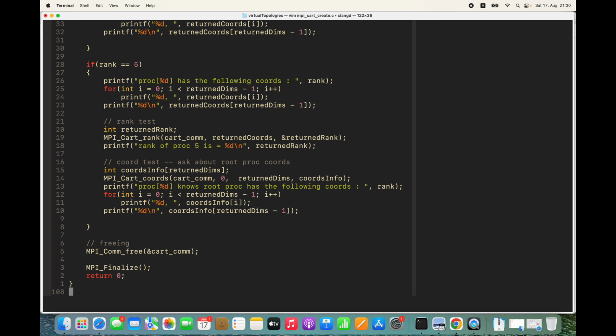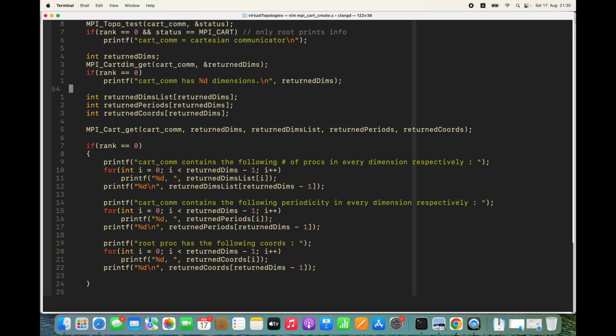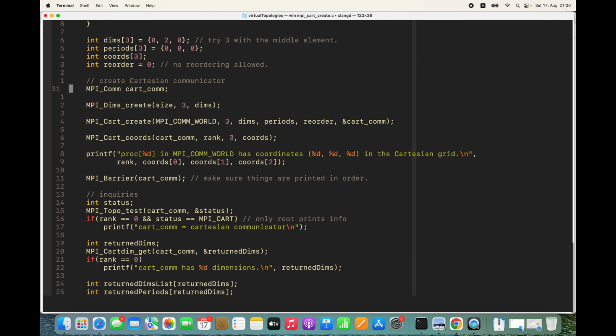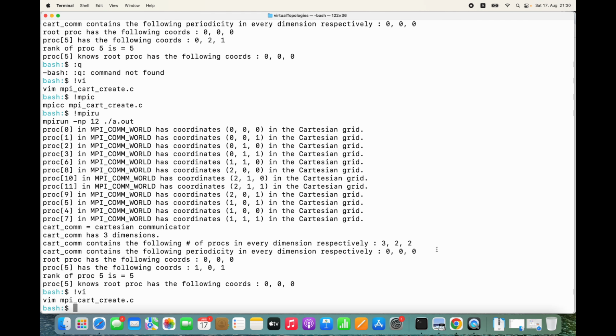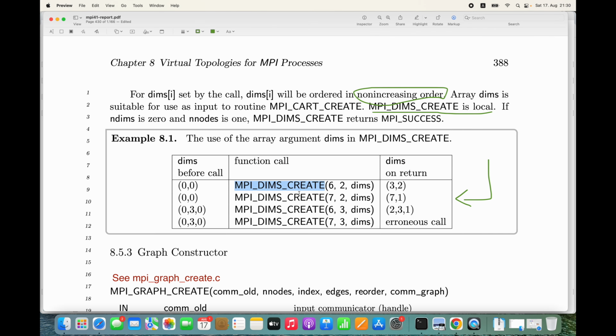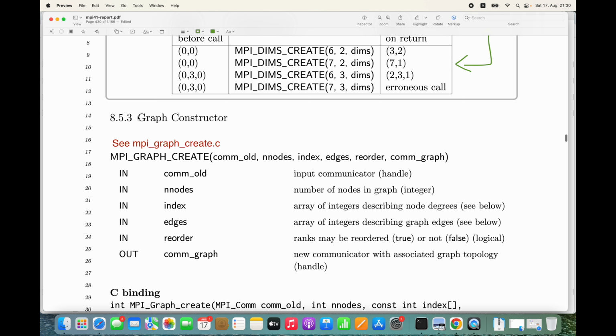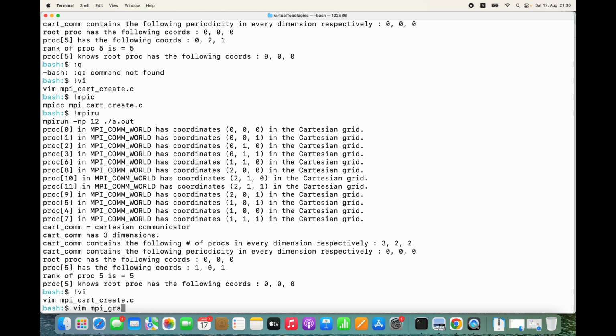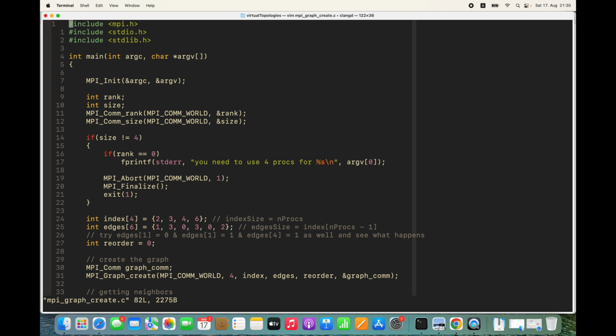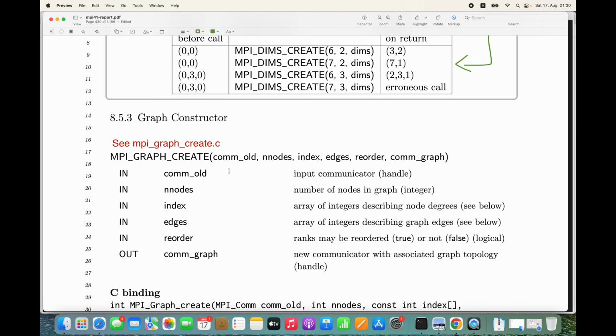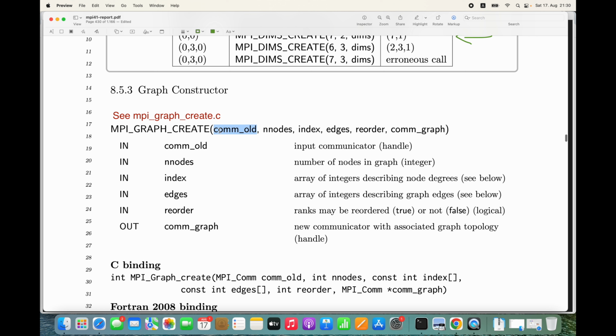Okay, so this was the example, and we haven't commented about these inquiry functions, but we're going to see them later in this chapter. Okay, the second constructor is a graph constructor. We have an example for that, MPI graph create. So vim MPI graph create. Before discussing that, let's take a look at the arguments. Again, it needs nnodes, the number of processes, the number of nodes that you have.